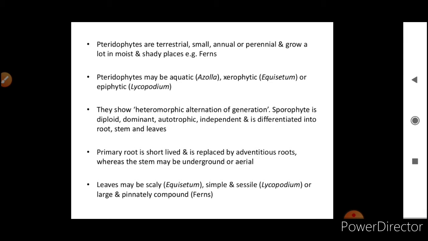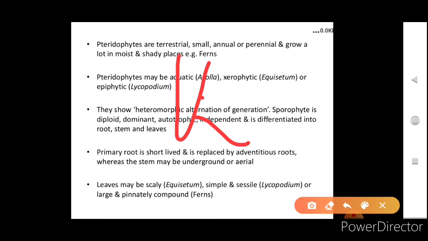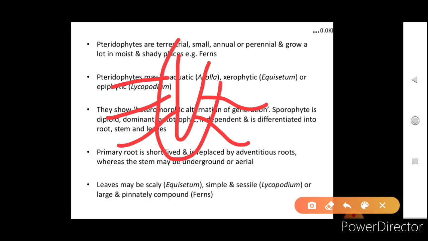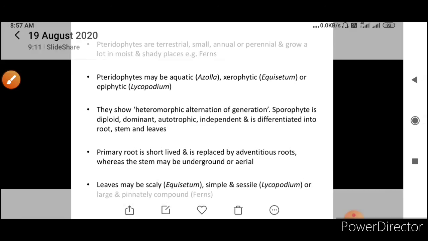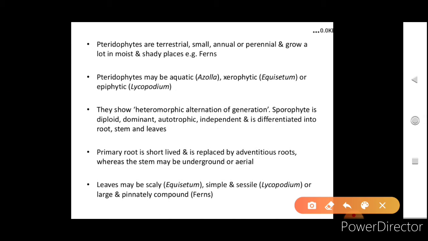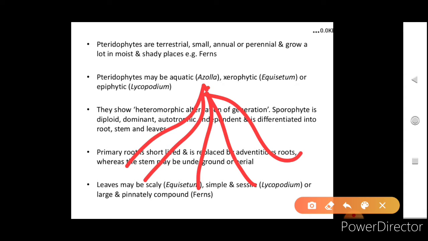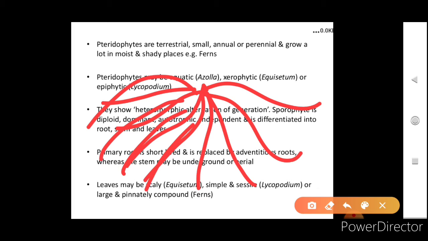Okay, so this point means that we generally have a taproot and then roots arise like this. This middle root will be short-lived and finally we'll get a structure like this, and these are the adventitious roots.